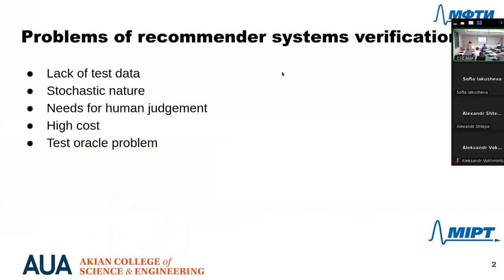Recommender systems are a popular topic today, but the problem is that they can badly hurt users if we don't test them carefully. So we should test them as carefully as we can. But we face a lot of problems, for example, lack of test data or the need for human judgment. All of these problems have a very high cost, so we can't use humans a lot. Another problem is the stochastic nature of recommender systems, because not all the methods can be applied to these systems. And the last but not the least, the test oracle problem.